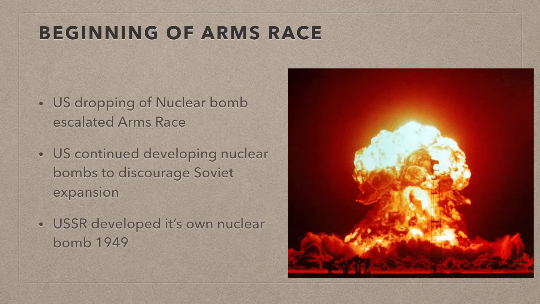Today we are going to look at the arms race and how the Cold War came to an end. After the US dropped the atomic bomb on Hiroshima at the end of World War II, it made the stakes in the arms race that was to develop between the two superpowers even higher. The US continued to develop atomic bombs to try to discourage communist expansion, but then in 1949 the Soviets developed their own atomic bomb, essentially starting the arms race.